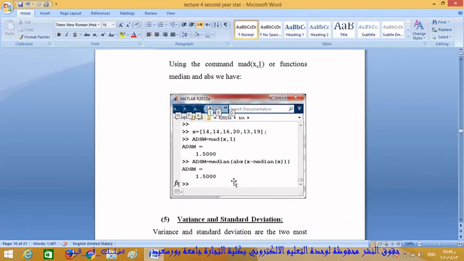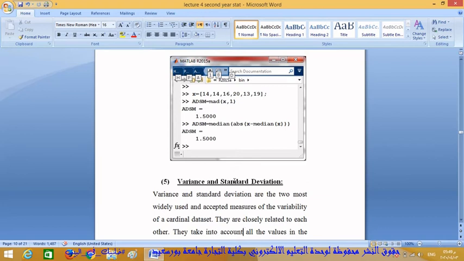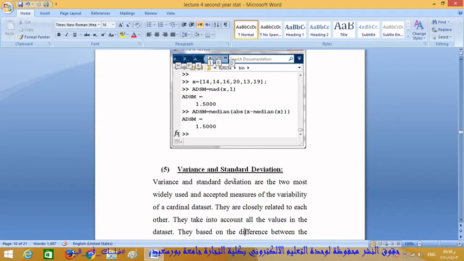Number 5, variance and standard deviation. Variance and standard deviation are the two most widely used and accepted measures for the variability of a cardinal data set. Cardinal data set means quantitative data. And also, I remind you that it is quantitative data which does not contain extreme values. So we use variance and standard deviation for quantitative data that does not contain extremes in one tail or in the two tails. Okay, remember this.